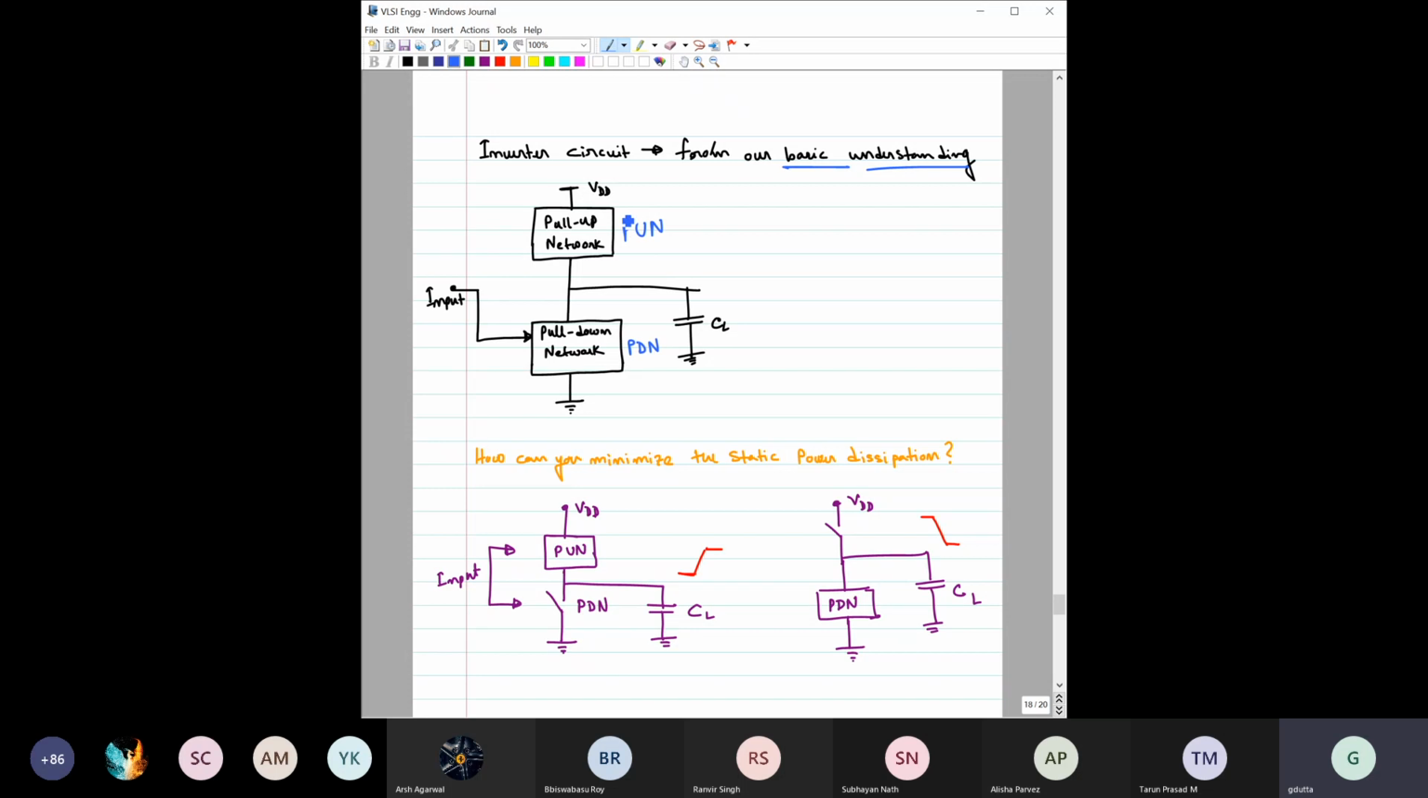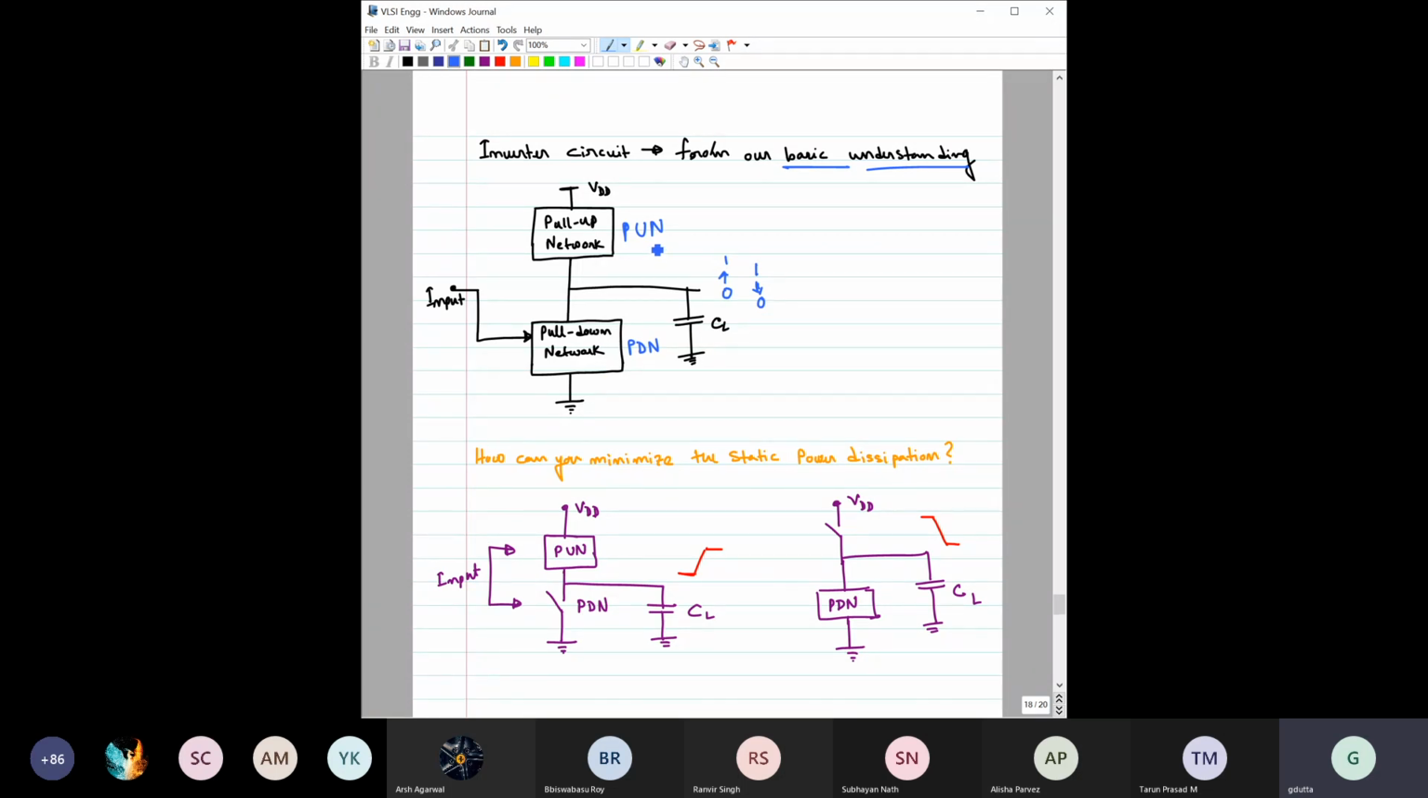Because when this capacitor has to charge, it has to charge through this. That means the capacitor voltage can rise from 0 to 1, so that is called the pull up. Why pull down? When this part is on, the capacitor will discharge through this, and that way the output voltage will drop from logic 1, or VDD, to 0. That's why it is called the pull down network and pull up network.